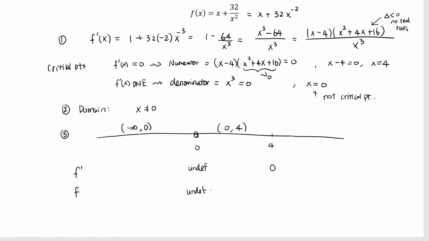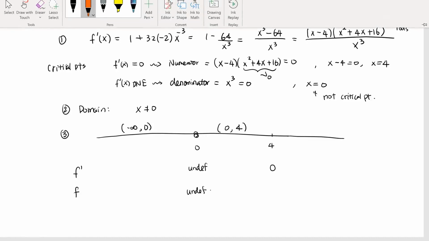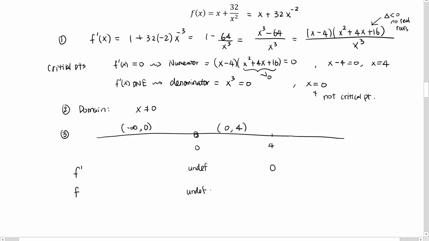Okay, let's pick a number in the interval minus infinity to 0. Let's pick minus 1, and we plug it into the factored form. When we plug in, minus 1 minus 4 is minus 5, which is negative. And this quadratic factor is always positive. Why is that?